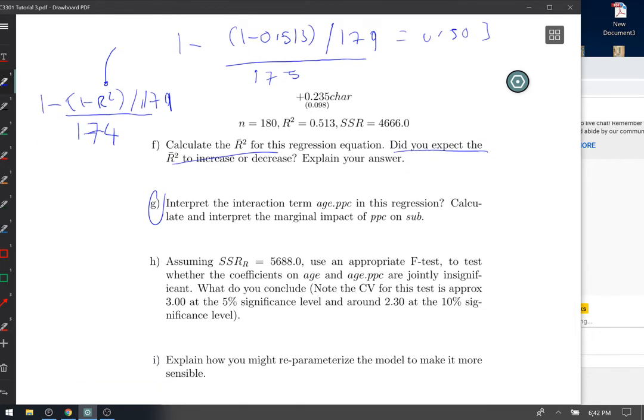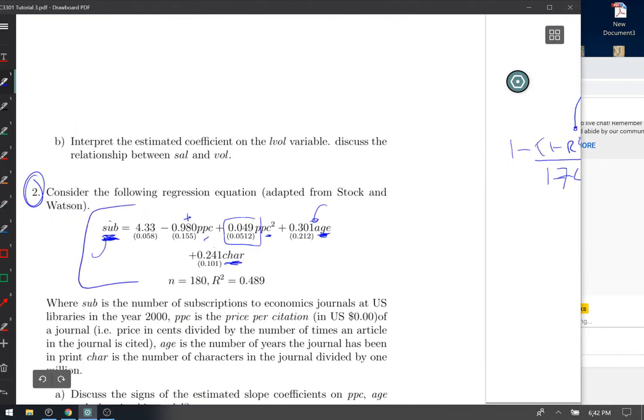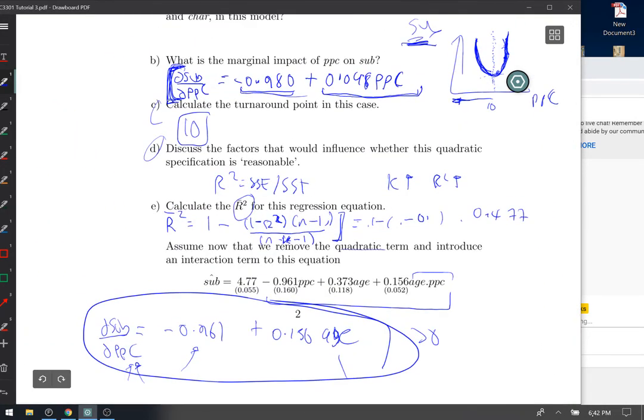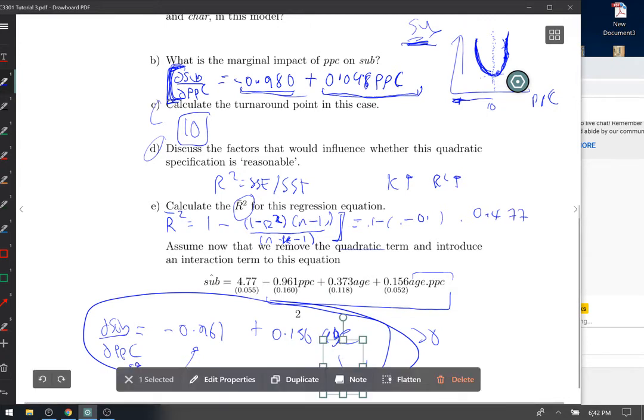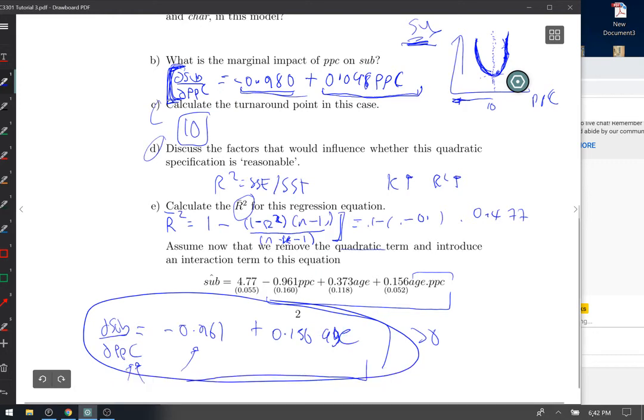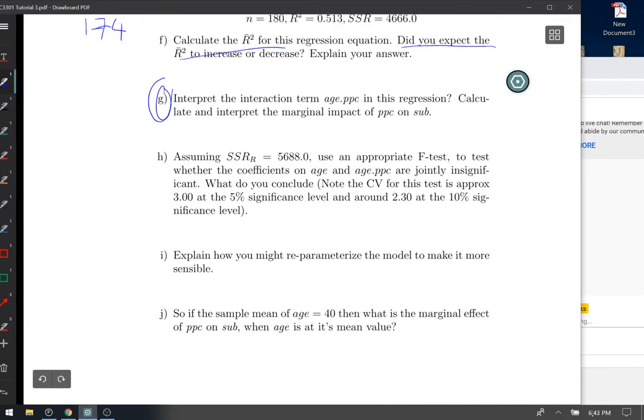Okay, so this part G didn't actually talk about that, but it's a bit broad, and if you interpret it you'd have to say what it actually means. Namely, it's negative for new journals, and the marginal effect increases by 0.156 for every year in age. Again, you can also note here that this could be picking up the reverse causality bias. It wouldn't really make sense economically for there to be a positive effect of price on subscriptions for new journals, or for any journal, but especially for new journals.